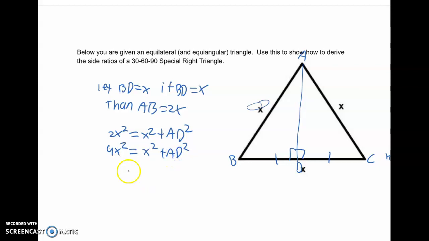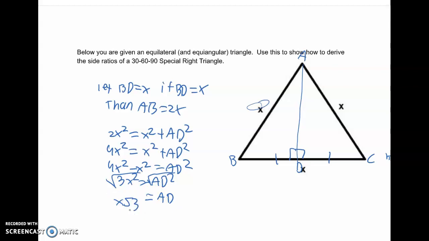And we have to get AD by itself, so we can subtract x squared. And we can make that 4x squared minus x squared equals AD squared. And that simplifies to 3x squared equals AD squared. And from there we have to get AD by itself. So we take the square root of AD squared and do that on both sides. And we get AD by itself over here, and that would be set equal to x root 3.